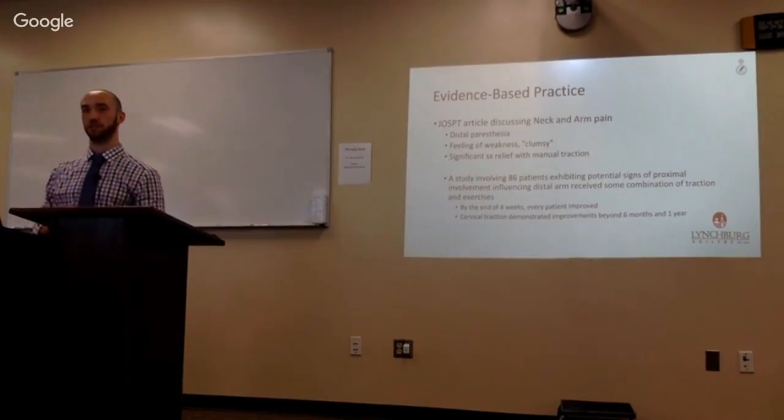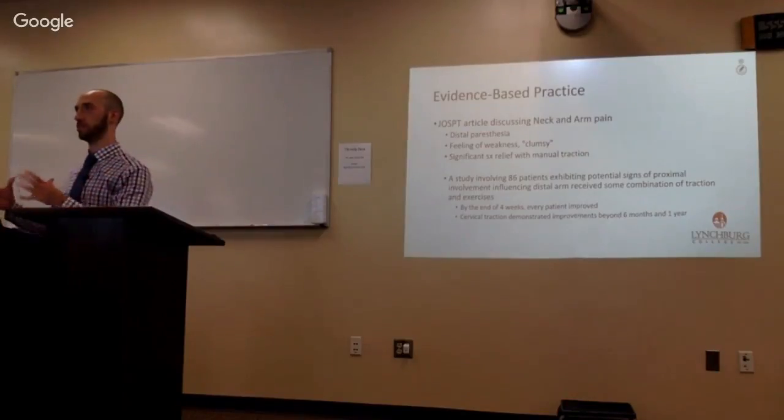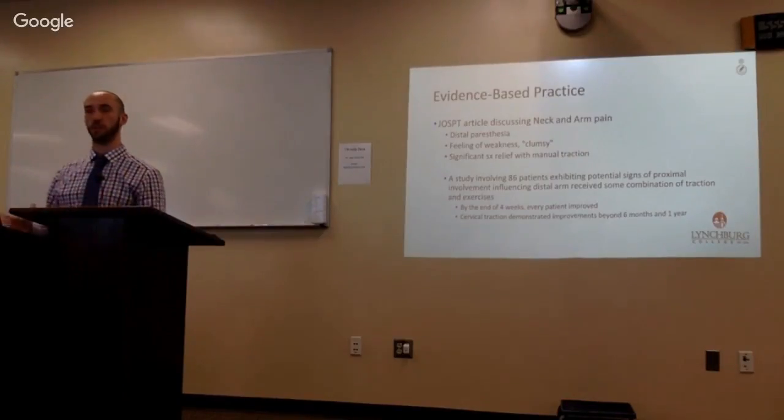Another JOSPT article discussed the relationship between folks with neck and arm pain. They looked at folks with distal paresthesias, feelings of weakness, which our patient had, and clumsiness, which was his word. And they had significant symptom relief with manual traction, which was also true for our patient. They looked at 86 folks who had signs like this, and they split them up into just exercises alone, like the ones that we just mentioned, and exercises plus cervical traction. And whereas after 4 weeks, both groups had significant improvements, the group with the exercises plus the traction had significant improvements beyond 6 months and a year.